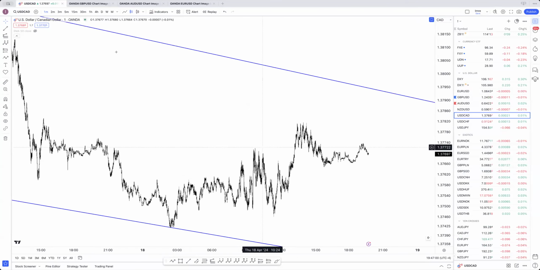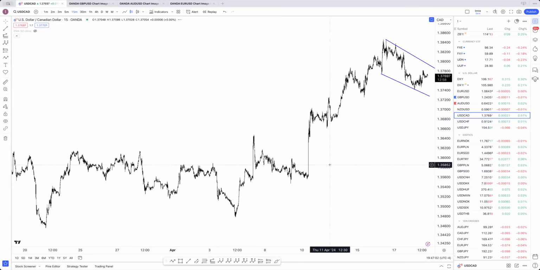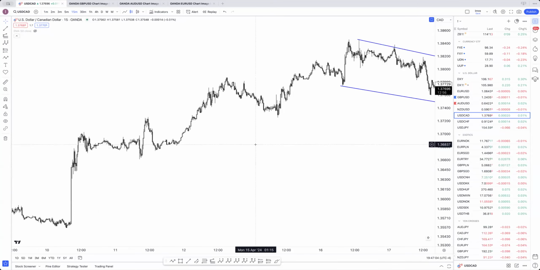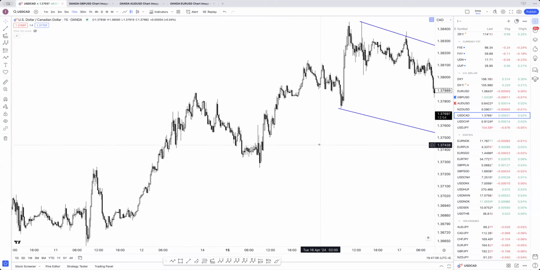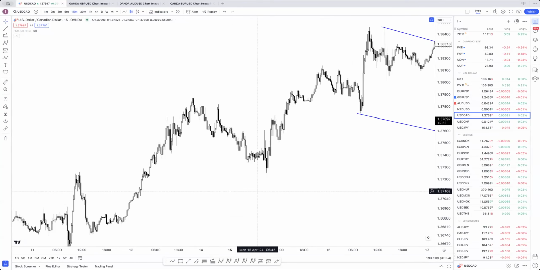If we look at US dollar, Canadian dollar, right? Remember trading a couple of these zigzags along the way. This one stands out. Inducement here.